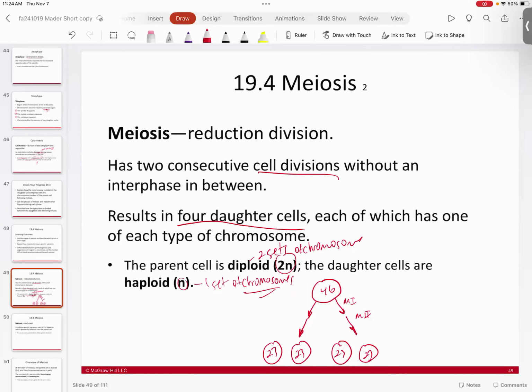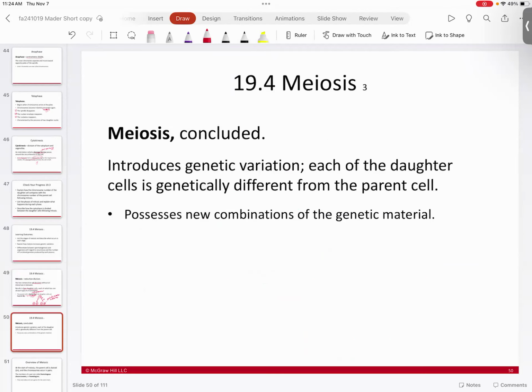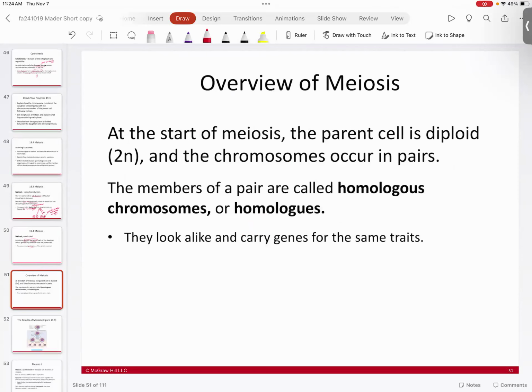So notice now what you have are genetically non-identical daughter cells that are haploid. And we'll see why that has to be in just a second. But ultimately, the important thing about meiosis is that it introduces genetic variation into the human genome. Because each cell is genetically different from the parent, you have new combinations of genetic material that can be different from the parent.